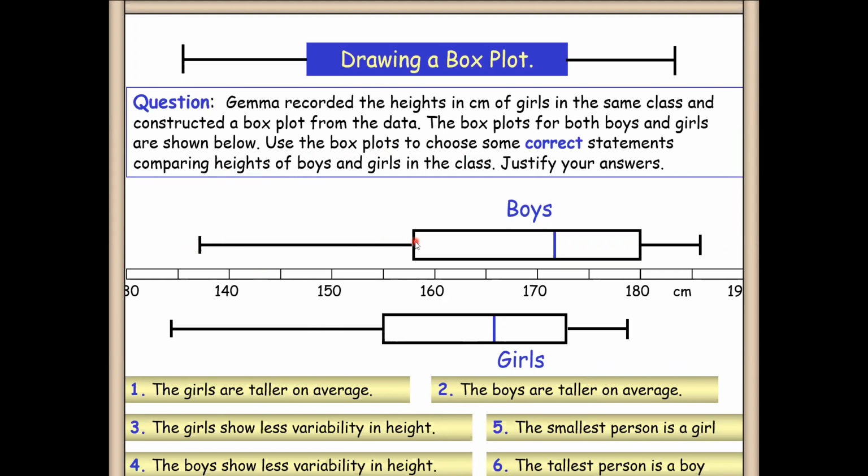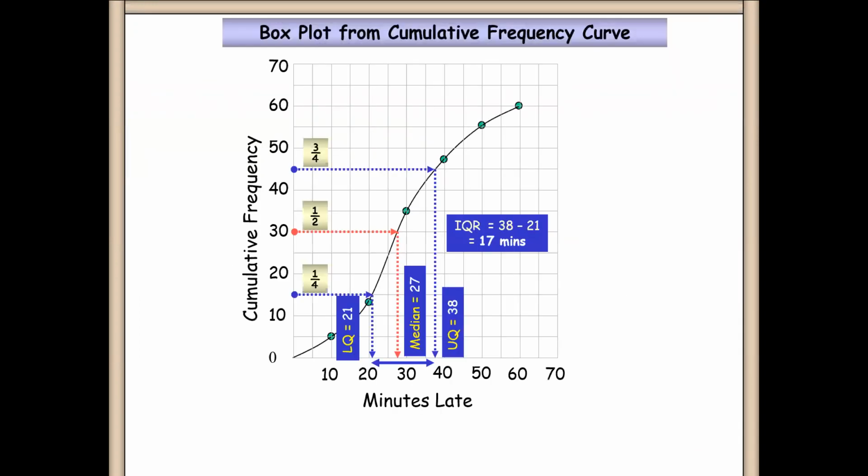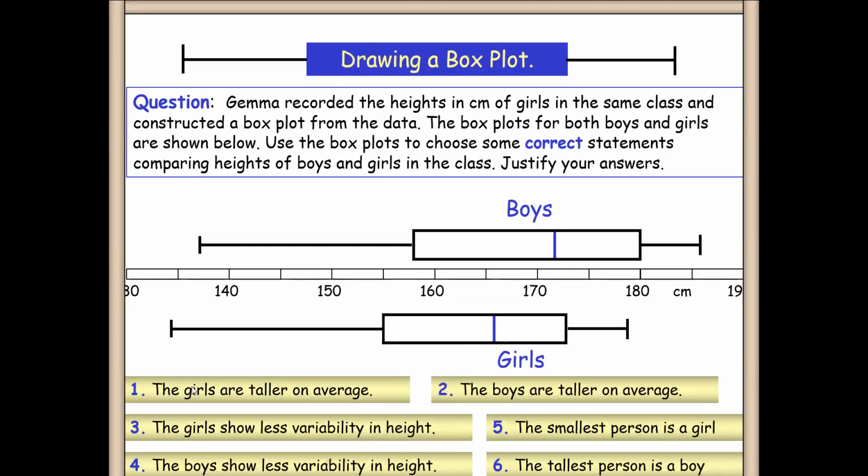So that the boys are generally taller than the girls. Very good. If we just look at the data at face value, we can see the boys seem to be taller than the girls. So now let's go and see if we can answer these questions. The first question is, number one, the girls are taller on average. Would you agree with that? No, sir, because the median of the boys is higher than the median of the girls. Very true. The boys are taller on average. Would you agree with that?